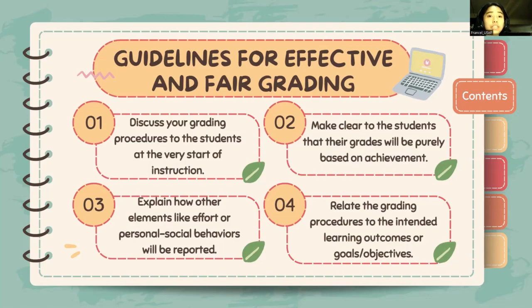Number two, make clear to the students that their grades will be purely based on achievement. The third one, explain how other elements like effort or personal social behaviors will be reported. Fourth one, relate the grading procedures to the intended learning outcomes, goals or objectives. Grading is used to evaluate and provide feedback on student work. In this way, instructors communicate to students how they are performing in the course and where they need more help to achieve the course's goals.